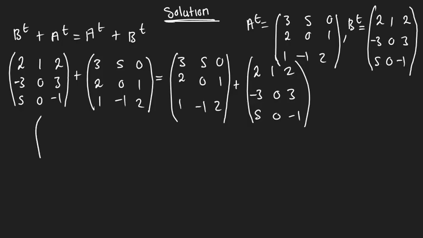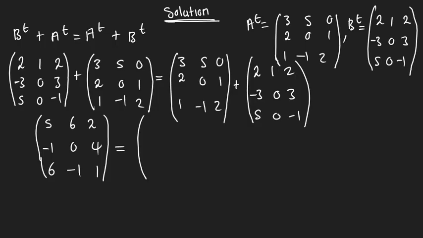Okay, let's see what we're going to get here. So this is going to be 2 plus 3, 5, 1 plus 5, 6, 2 plus 0, 2, negative 3 plus 2, negative 1. 0 plus 0, 0, 3 plus 1, 4, 5 plus 5, 6, 0 plus negative 1, negative 1, negative 1 plus 2, 1. Let's see, that's what we're going to get.